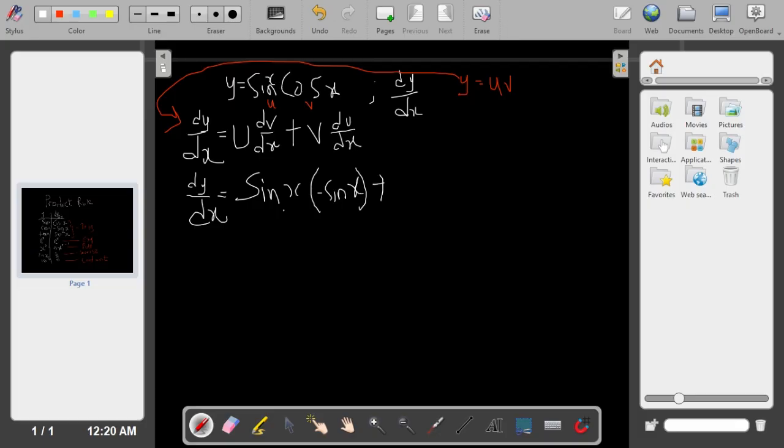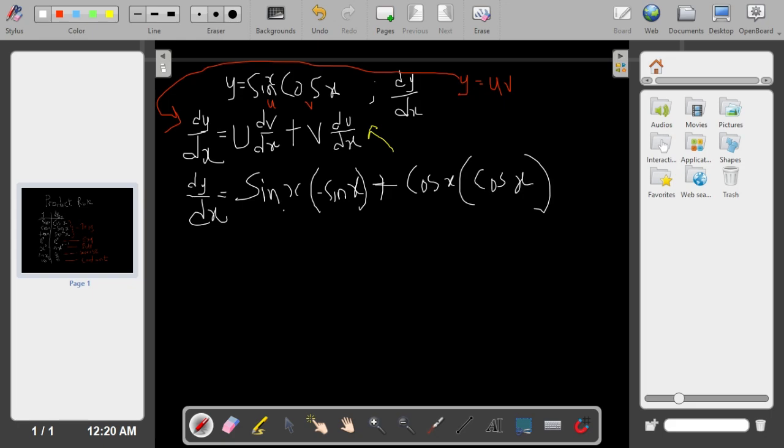Plus, your v is cos x. Put cos x here. Then your u is sine x. But the formula here states that it is du dx. So when you differentiate sine x, that gives you cos x. So cos x comes here.